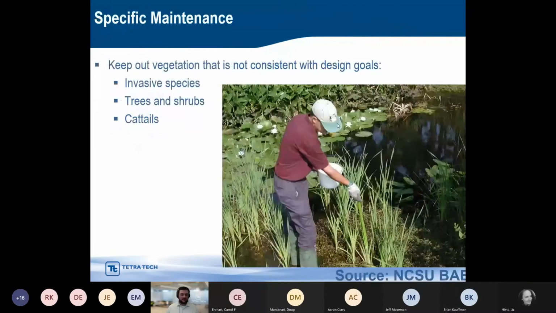We may have to maintain some of that vegetation. We generally do try to keep out the invasives, and there can be some specialized maintenance for that. So there is a protocol for removing cattails from wetlands that I think you can find in some of those other guidance manuals.